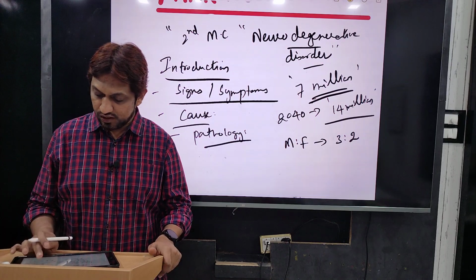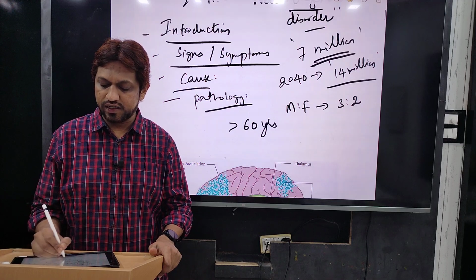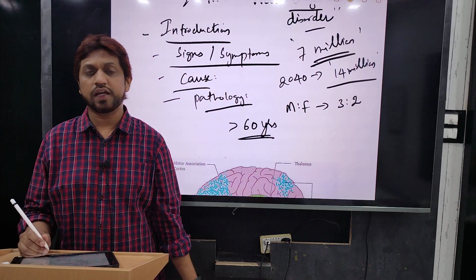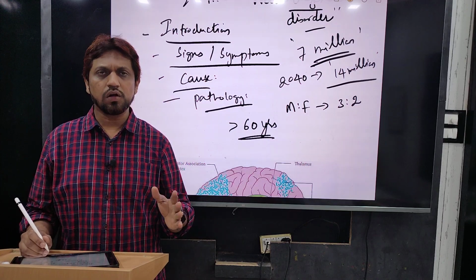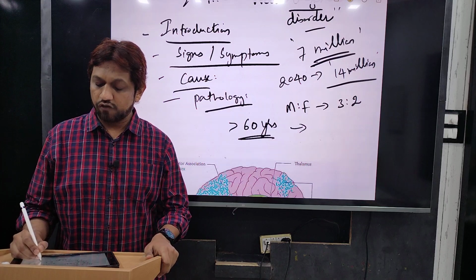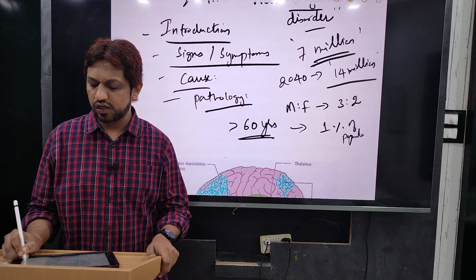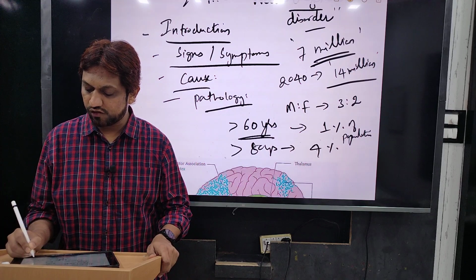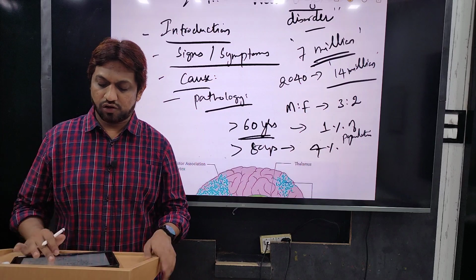If we look at age, this is most commonly seen in the elderly age group, greater than 60 years. However, there are many patients in the younger age group, which is a different form of Parkinson's disease. We'll discuss that later. Right now, it is more commonly seen in elderly people greater than 60 years. After 60 years, 1% of the population is affected by this condition, and after 80 years, around 4% of the population is affected. It is such a common neurodegenerative disorder.